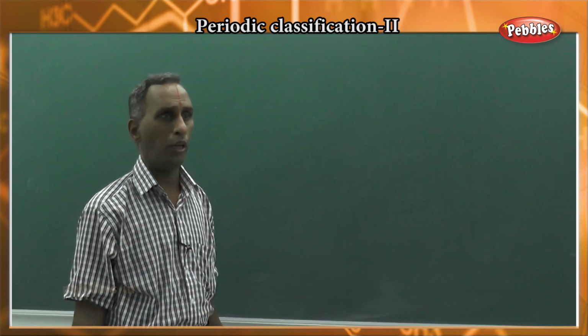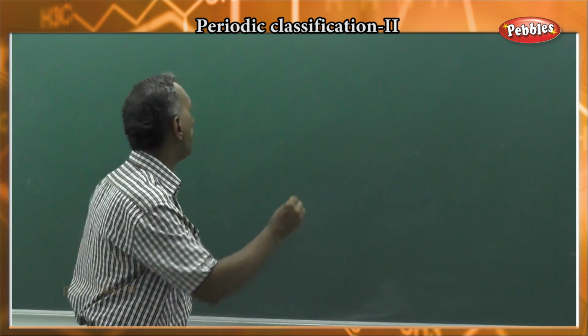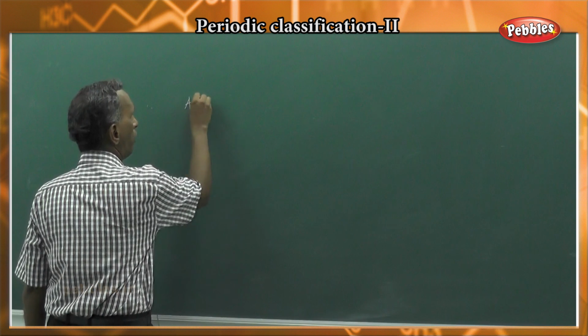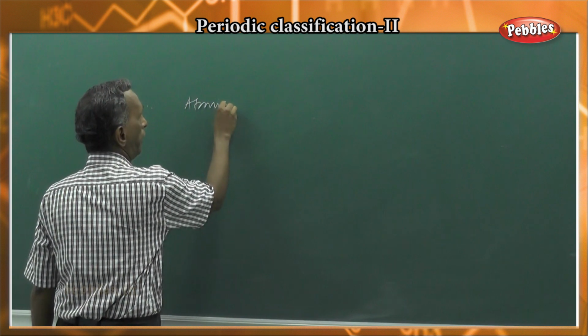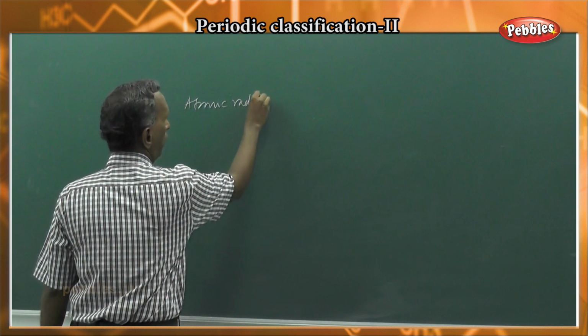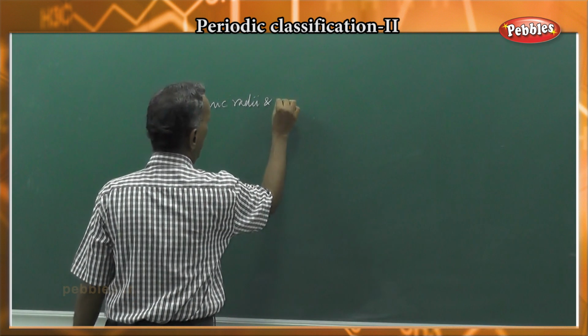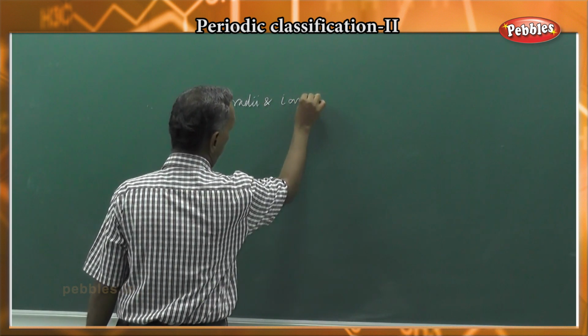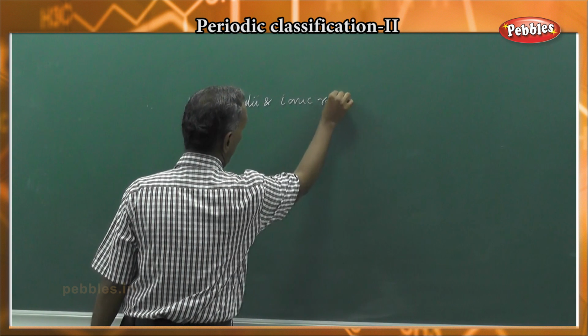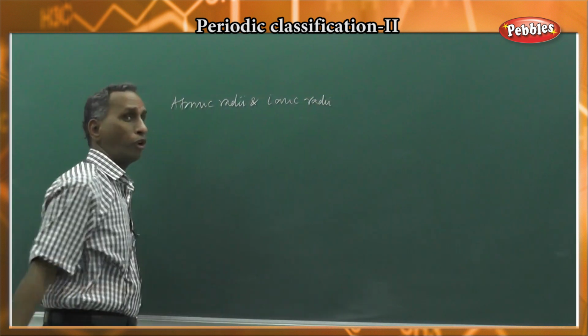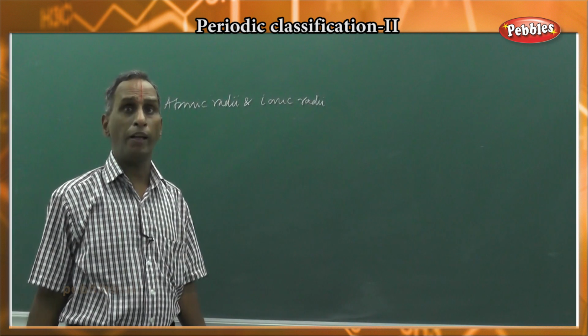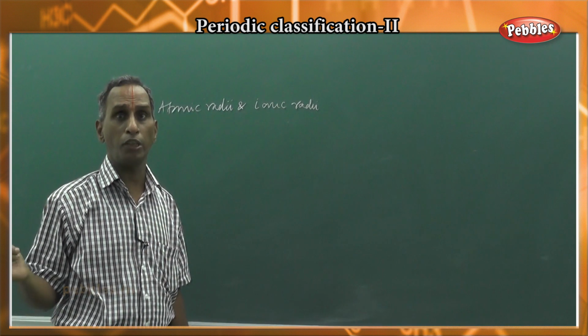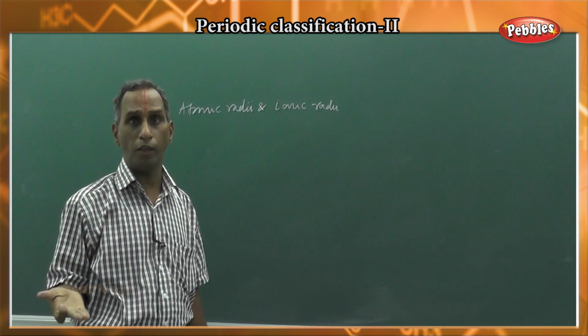We have seen about the radius of atoms and ions, that is atomic radii, ionic radii, definition and also variation along the period and group. We have already seen this. Once again to revise and define, the radius of an atom is defined as the distance of the outermost electron from the nucleus.